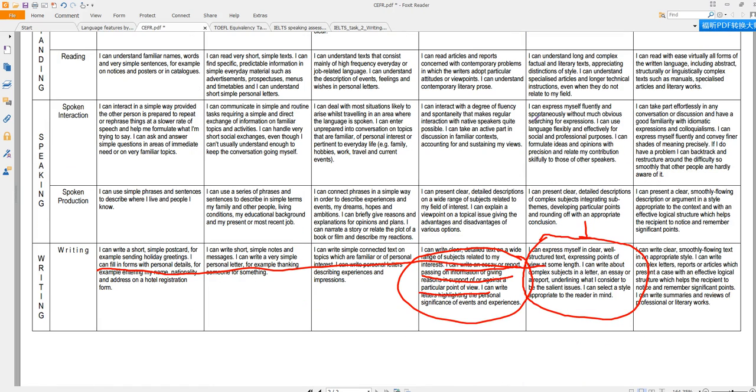Why is it concerned with you being able to, if we take a look at the speaking section, present a clear, detailed description developing particular points. I can explain a viewpoint, giving the advantages and disadvantages of various options. So you can see, in terms of the functional use of English, why the criteria includes these things: cohesion, coherence and task achievement.